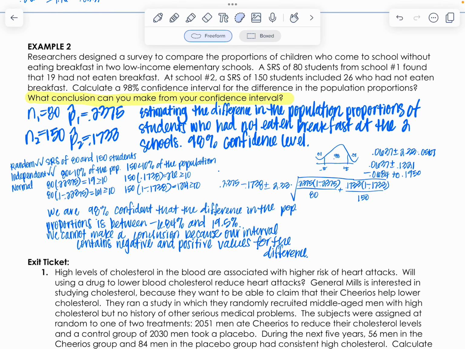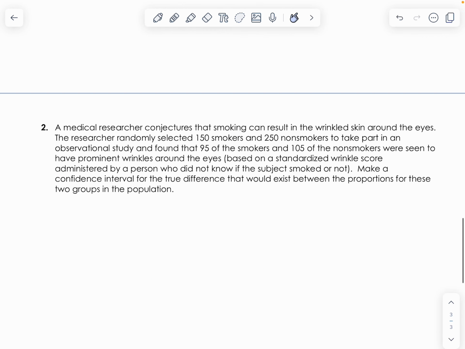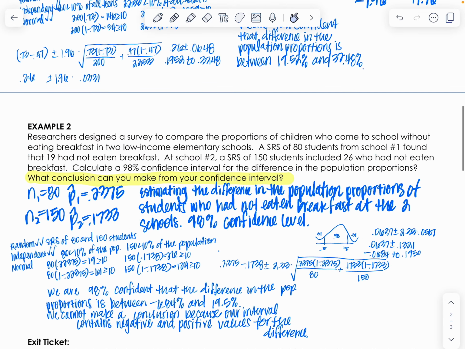Okay, so if you think back to our first example with the adults and the teens, when it was always a positive interval, that told us that the teens will always have a higher percent that use social networking. But in this case, we've got a negative and a positive, which means we don't know which one is bigger or smaller and by how much. So we can't really make a conclusion. Okay, so go ahead and work. You've got 1, 2 practice problems to do.